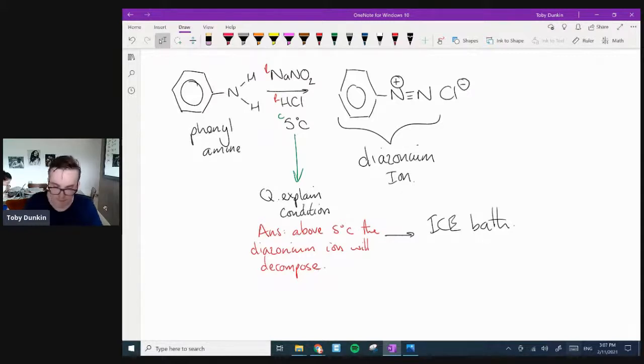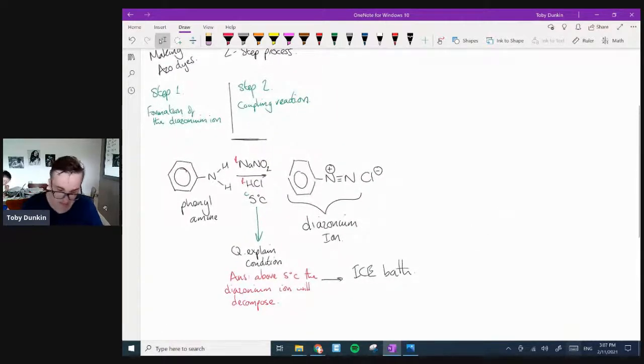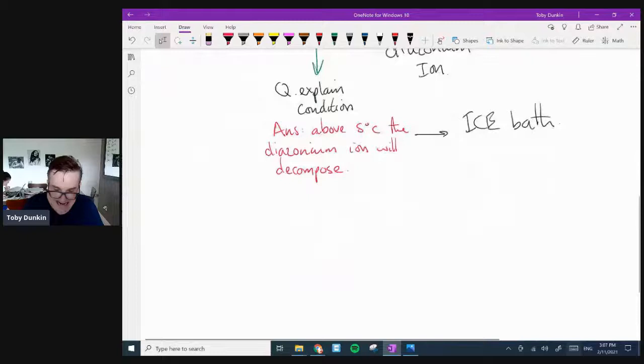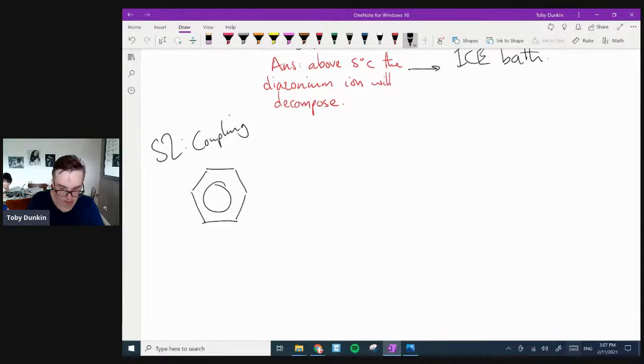Right. Now that we've formed the diazonium ion, that is step number 1. Step number 2 is coupling. So what we now want to do is take the diazonium ion. This is step 2, coupling. It's rather odd because the second nitrogen is, and will it explode? Well, no, it'll just produce nitrogen gas and decompose and bubble away. It won't explode, no.